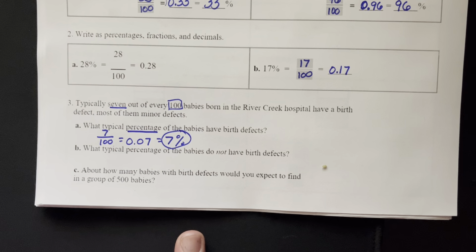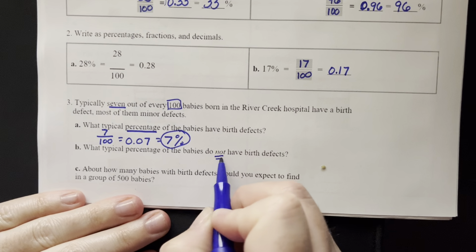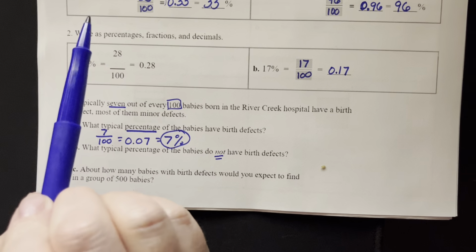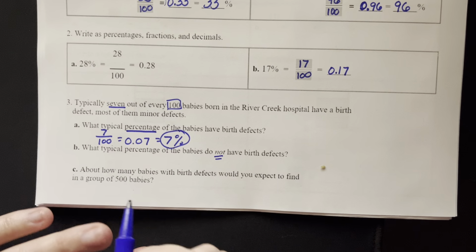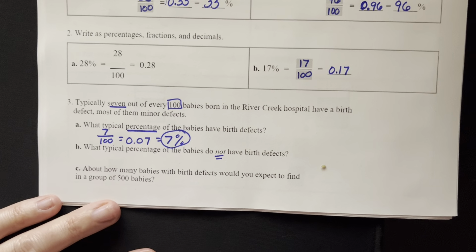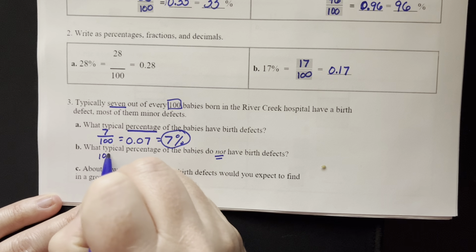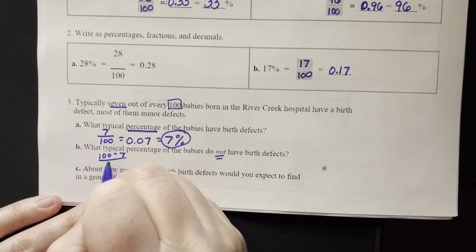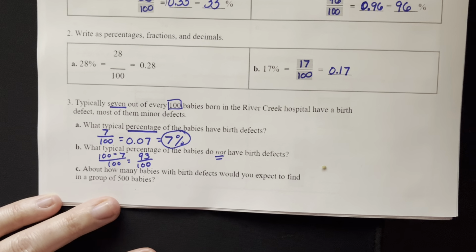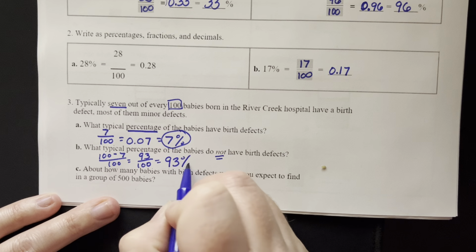After we've answered part A, we can now answer part B, and this one is asking for how many do not have a birth defect, which is similar to what we did with the shaded and unshaded regions. So we know the total would be 100% of the babies, 7% have birth defects, so that means it would be 100 minus 7. So 93 out of 100 babies would not have a birth defect, so 93%.